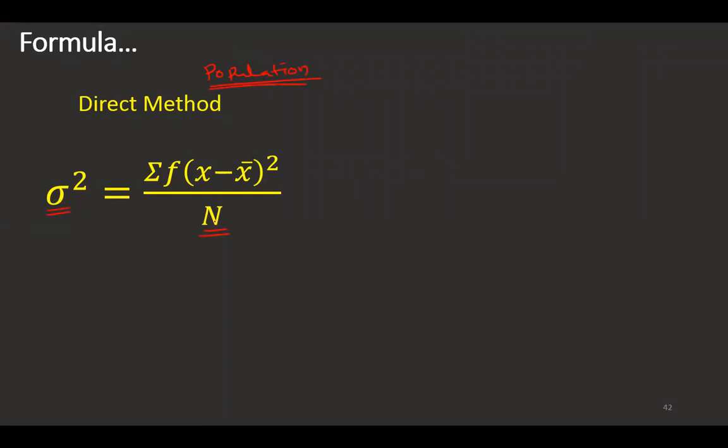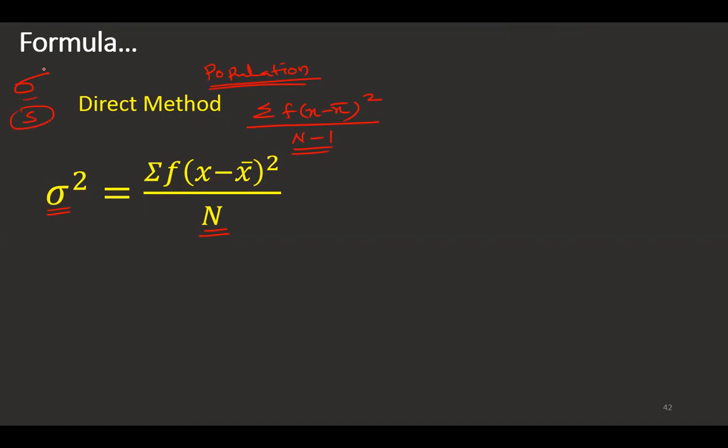Suppose if this is a sample, then the formula will change: sigma f into (x minus x bar) the whole square divided by n minus 1. Whenever there is a sample, I'll use n minus 1. Whenever there is a population, I'll be using n only. For a population, I'll be using sigma; for a sample, I'll be using s.